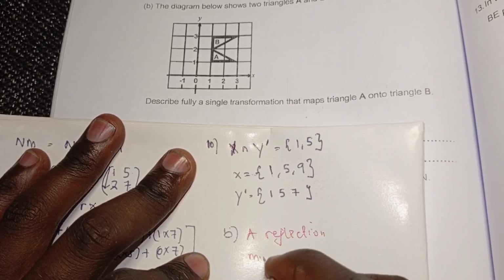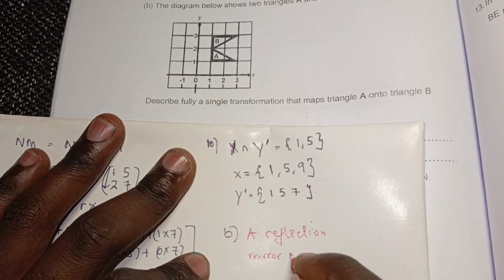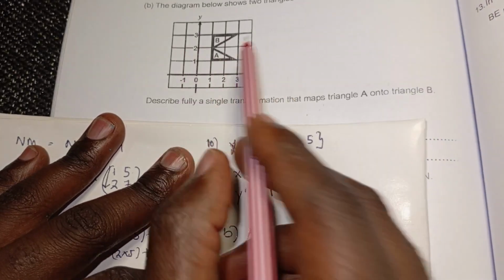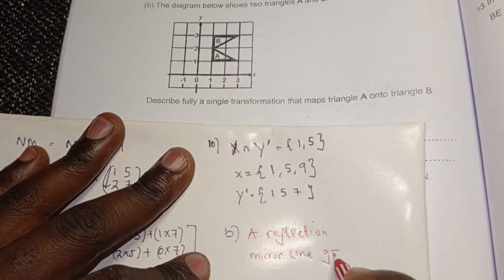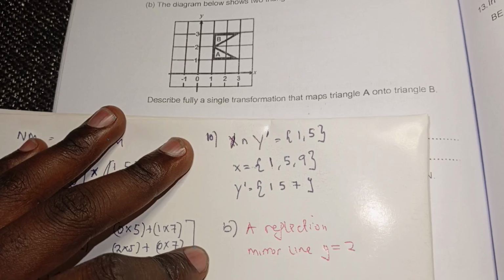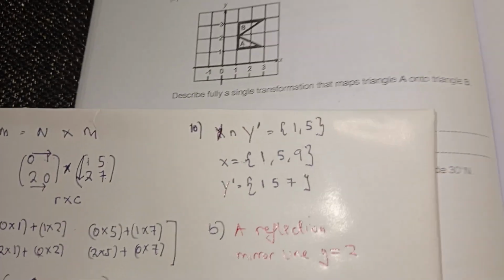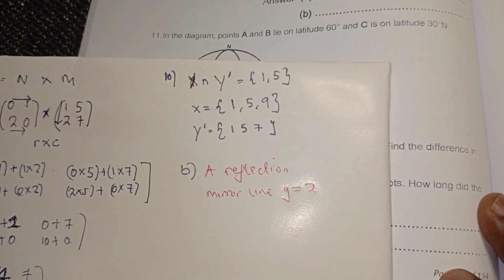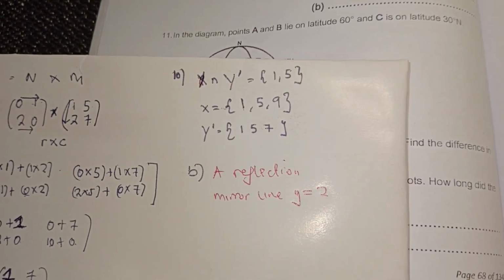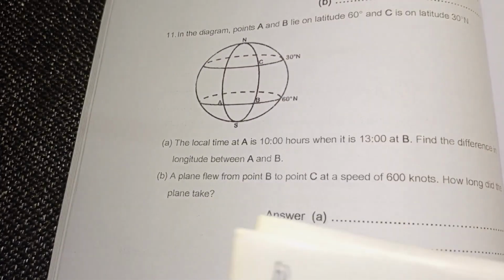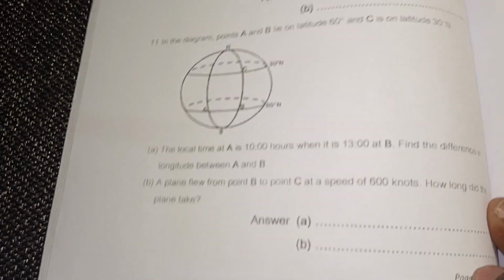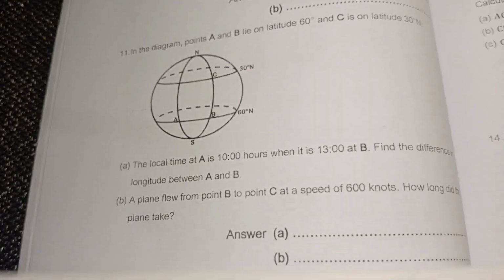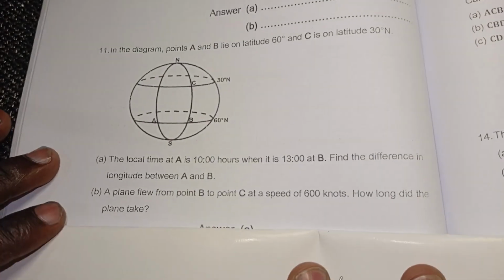The mirror line would be this one. y is equal to 2. The mirror line y is equal to 2. Okay, and you are done with this. Very simple. The transformation comes very simple in paper 1. Okay, let's go now to question 11, which is a very nice question, which will require us to do some things.